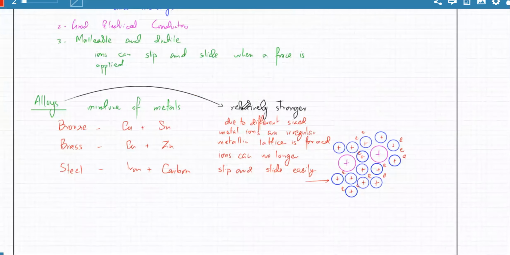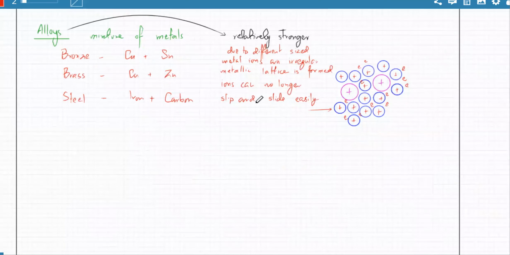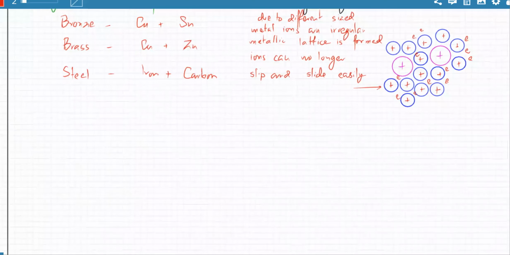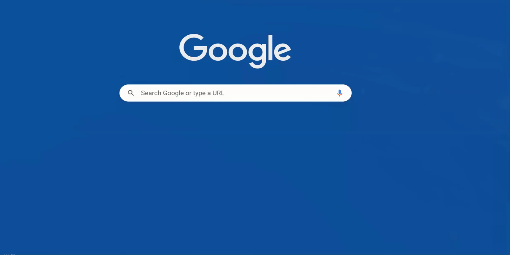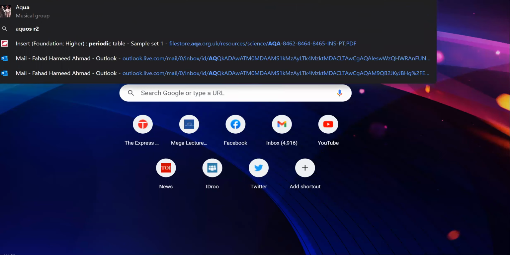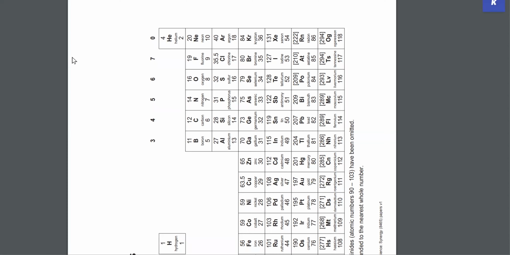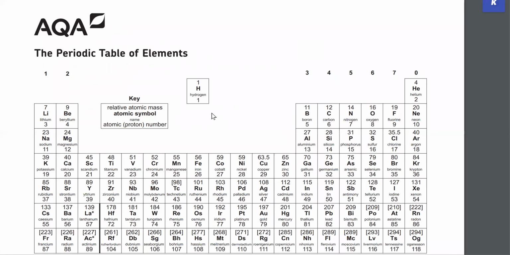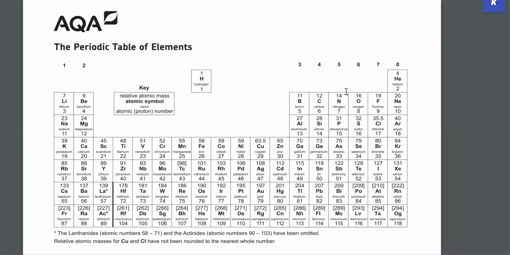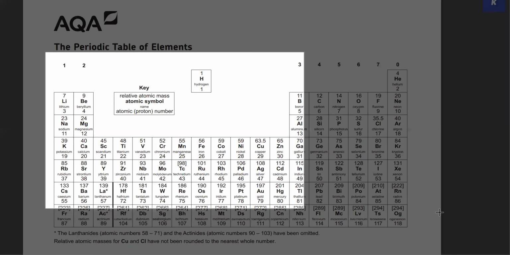Those are things that you've got to remember about alloys. Now we're going to move towards different types of metals, and we're going to talk about the periodic table. So if I have a periodic table with me, let me just open one. If you have a look at this periodic table, I'll just copy the entire periodic table and put it there.